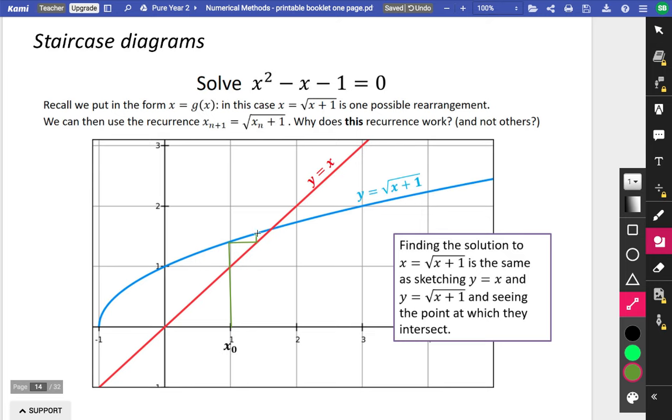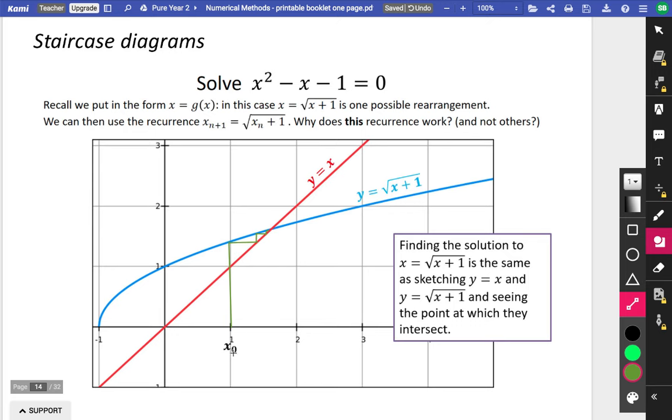So to get that as an x coordinate, I'm going to go across, and again you'll see that's corresponding to the correct x coordinate. Now you can see what happens here. Each time you do an iteration, you get closer and closer to the correct root that we have here. So this is called a staircase diagram. I'm just going to go through what I did there one more time.